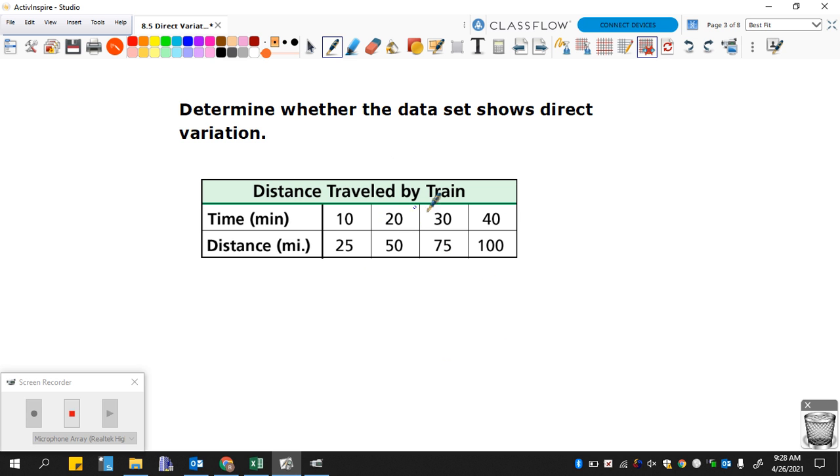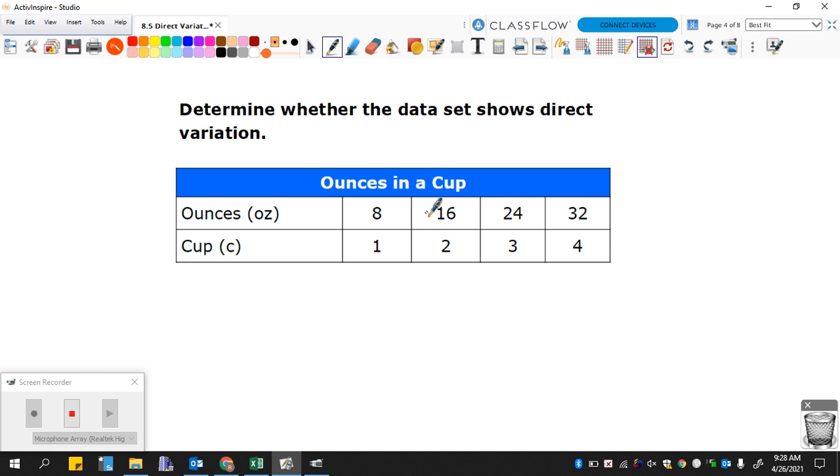All right, let's do this. 10, 20, 30, 40. That's plus 10. And here we go, plus 25, plus 25, and plus 25. So this is a direct variation. Next, 8, 16, 24, 32, that's plus 8. And this is 1, 2, 3, 4. This is plus 1 on all of them. So this is also a direct variation.